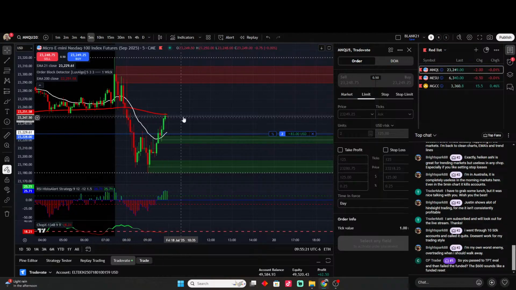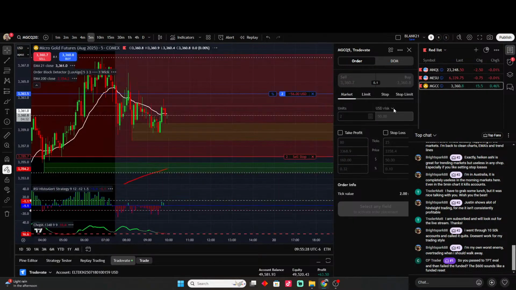But a lot of people just use the 21. They don't even do the 200. So if it's above it, buy. If it's below it, sell. It's very simple. But we like to, as traders, we like to complicate and overcomplicate. That's one of our biggest problems.